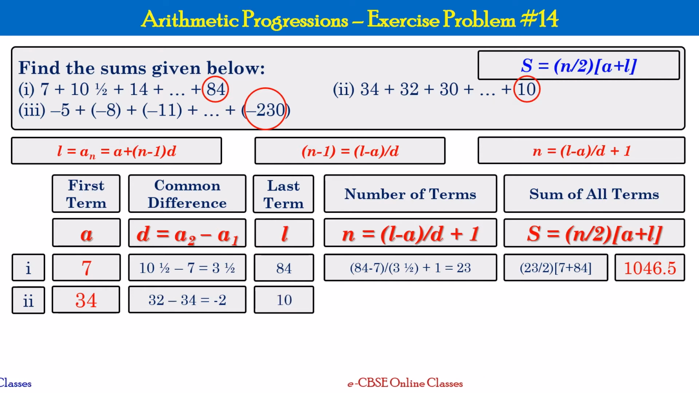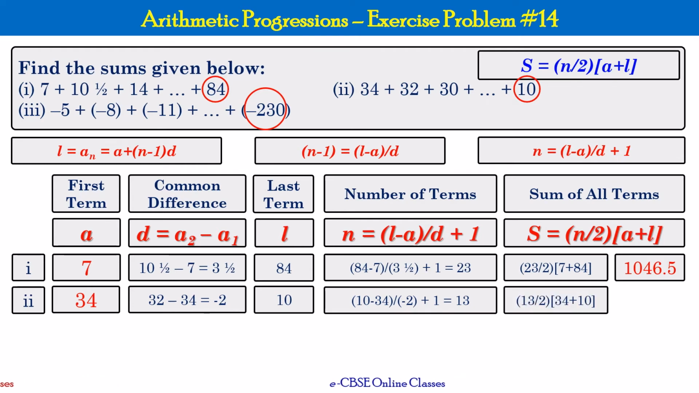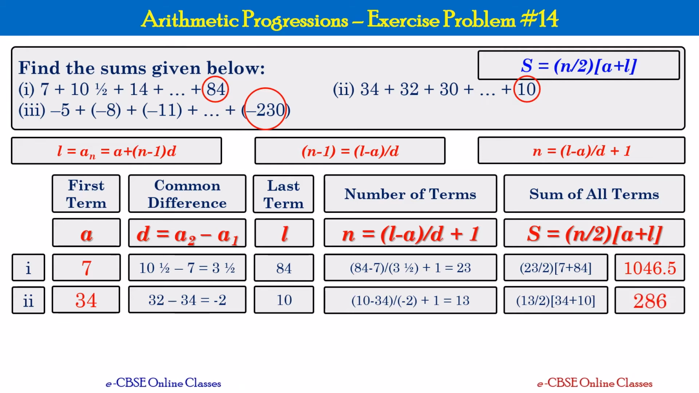Last term is 10. So let's calculate number of terms n here. So that is 10 minus 34 divided by minus 2 plus 1, that is 13. Now substitute all these values here. 13 by 2 multiplied by 34 plus 10. After simplification, it's coming out as 286.